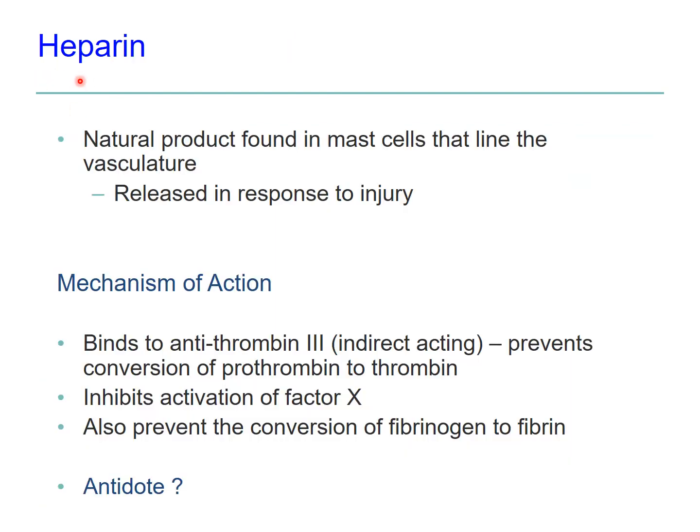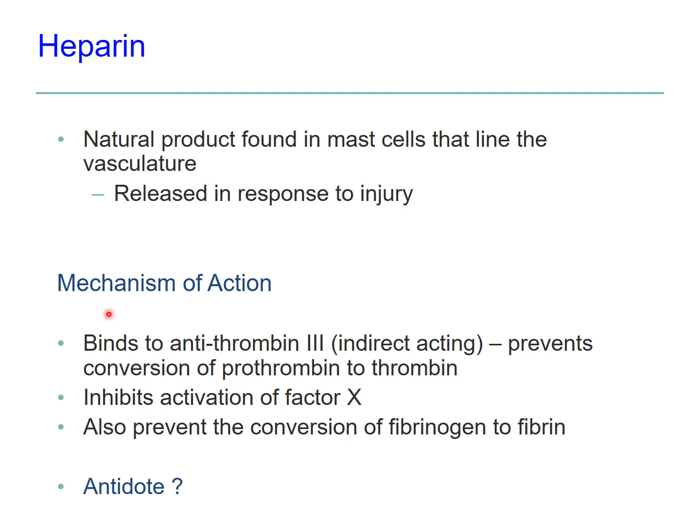Finally, we shall discuss heparin, which is another anticoagulant drug. Although you are unlikely to come across patients who have been prescribed heparin in practice, you still need to be aware of this medication. Heparin, as you would know, is a natural product found in mast cells that line the vasculature. So mast cells are basically basophils lining the blood vessels, and heparin from mast cells is released in response to injury or during allergic reactions.